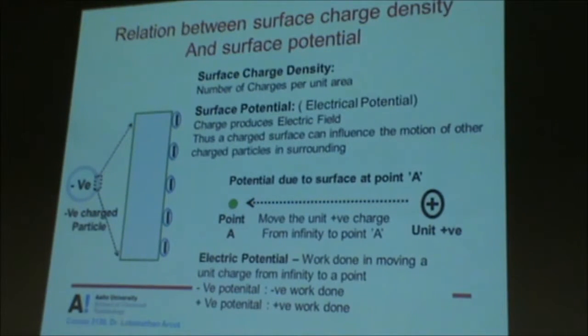Okay? And the energy spent in bringing a unit positive charge from infinity to a point A is defined as the potential at point A. It's the energy that you need to give or take to bring a unit charge to that point. And the whole reason behind electric potential is because you have surface charges that produce electric field, and charges experience force in electric field. Okay? So now you have surface charge density, which is defined as number of charges per unit area, and these charges produce electric field, and that is a source of electric potential.